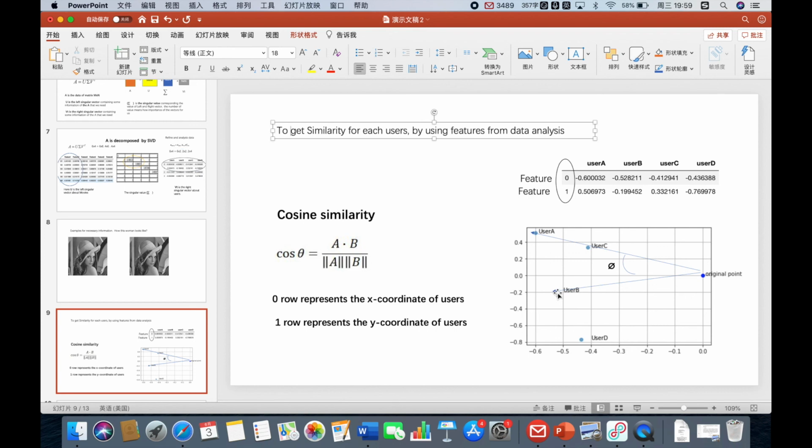But how do we get the similarity? Okay, that is the cosine function. We just put the values of x and y into the function, and we can calculate the similarity. The similarity is the value of cosine. If the value of cosine is big, it means they are close, like user A and user B.